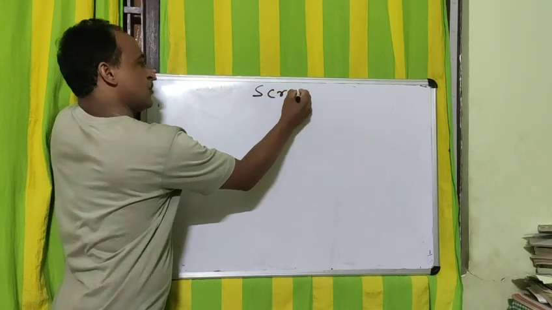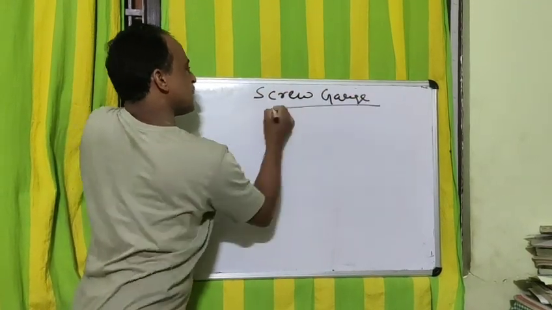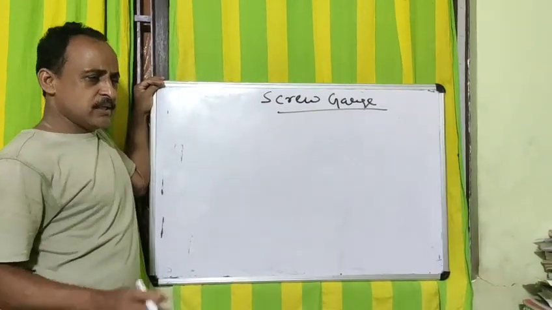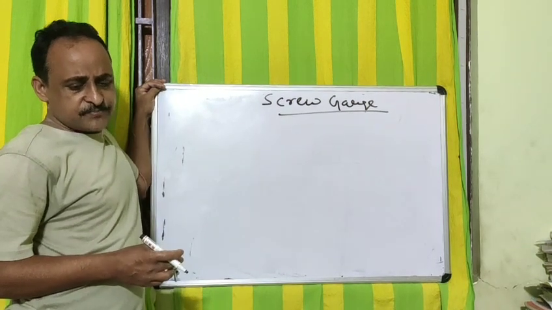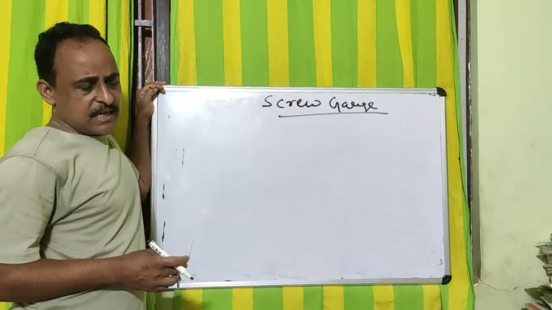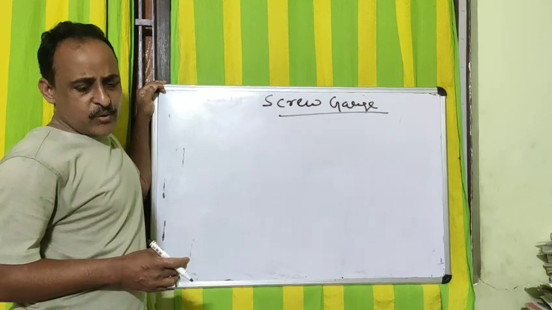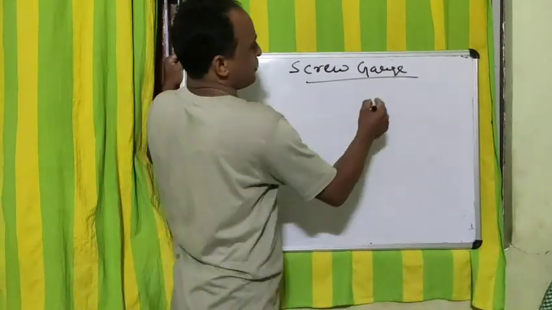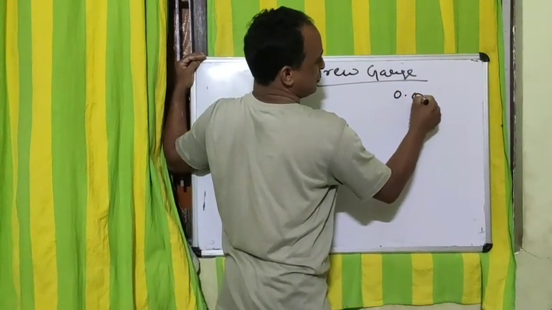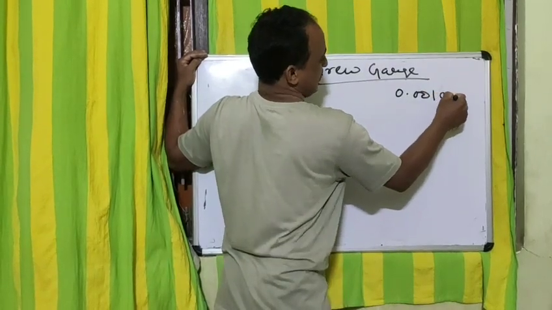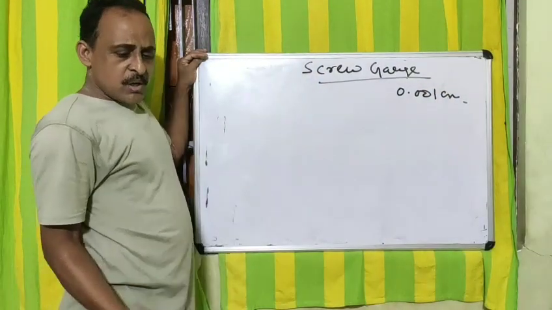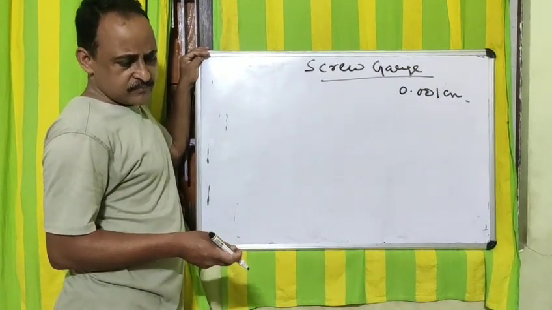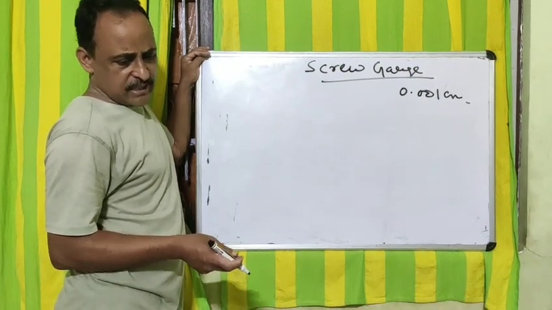Here we discuss the screw gauge. This screw gauge is an instrument used to measure the thickness, diameter, etc. of a small object, with an accuracy up to the third decimal place of a cm, that is 0.001 cm. So it is also used to measure the thickness of a wire, the diameter of small wires, etc.